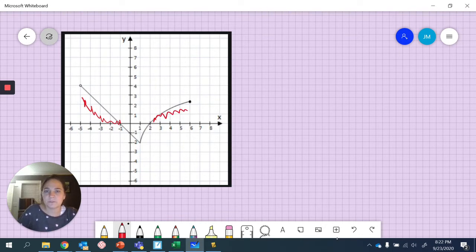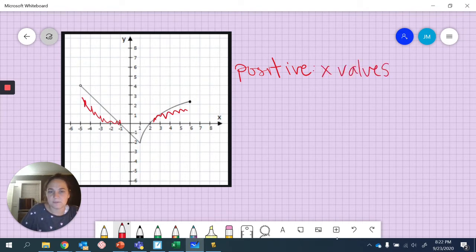So our positive intervals, and a reminder that we are talking about intervals. So we are writing our x values where this occurs, and we're going to use interval notation. So we are going to be going from where x is -5 to x is -1. We're going to jump over the negative values and then go from 2 to 6.